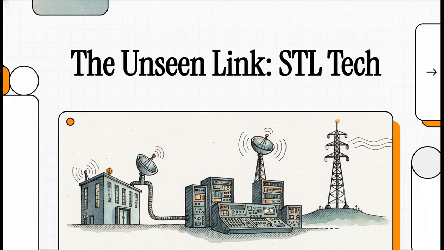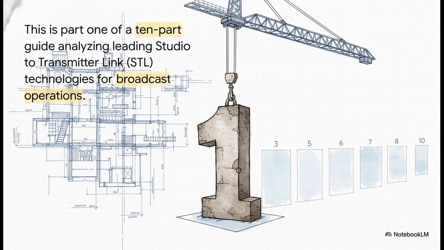All right, let's talk about a piece of technology that's absolutely critical to broadcasting, but almost nobody ever sees it. It's the invisible highway that sound travels on before it ever gets to you. We're talking about the studio-to-transmitter link, or what everyone in the biz just calls the STL. And just so you know, this is part 1 of a full 10-part tutorial on this stuff.